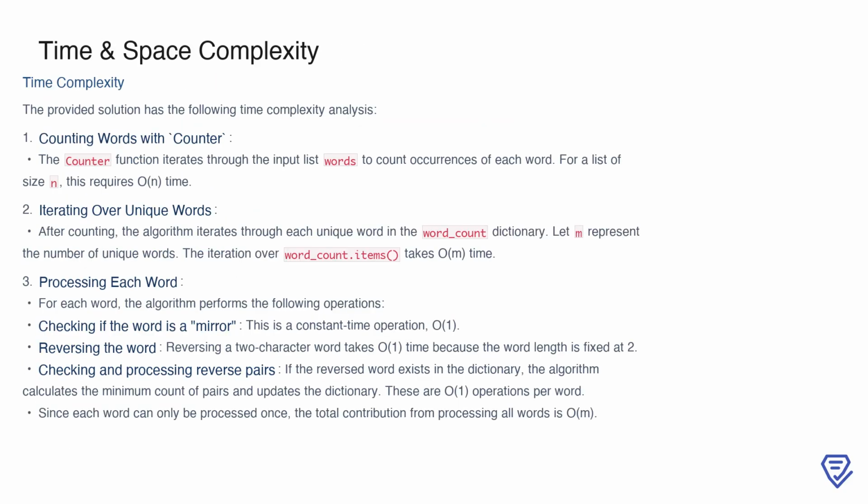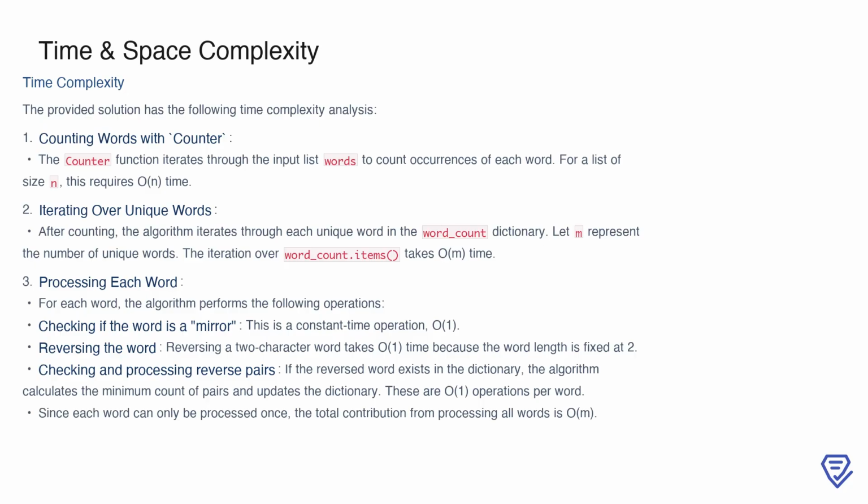Here, we start by analyzing the time complexity of the solution. The first step involves counting the occurrences of each word in the input list using Python's Counter. Since the Counter function iterates through the entire list of size n, this step takes O(n) time. After counting, the algorithm iterates over each unique word stored in the word_count dictionary. Let's denote the number of unique words as m. Iterating through these unique words takes O(m) time.